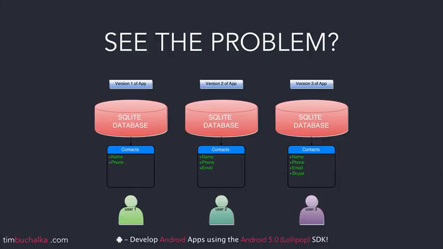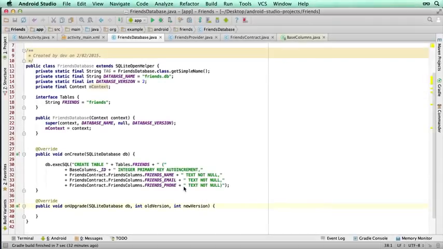And likewise for version 2, the user who's on version 2, we need to add the Skype address. So that's the reason why we need to upgrade databases, and I hope that's made it a little bit clearer. Okay, so that's the reason why we need to have the facility to upgrade.